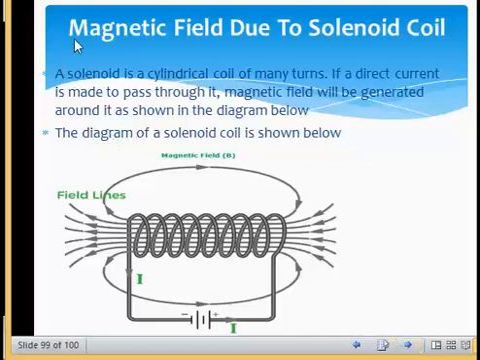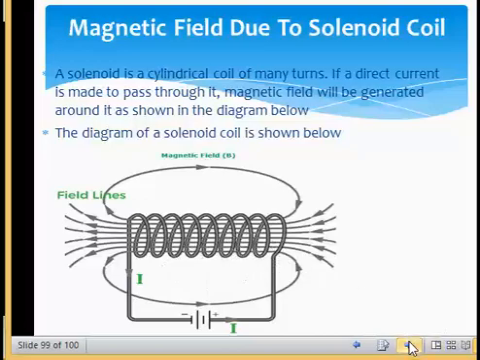Now here we are going to be talking about the magnetic field due to a solenoid coil. A solenoid coil, as you can see in this diagram, is a cylindrical coil of many turns. If a direct current is made to pass through it, a magnetic field will be generated around it as shown below. We already know that anytime there's a current conductor, there's always a magnetic field around it. So this is the diagram of a solenoid coil.